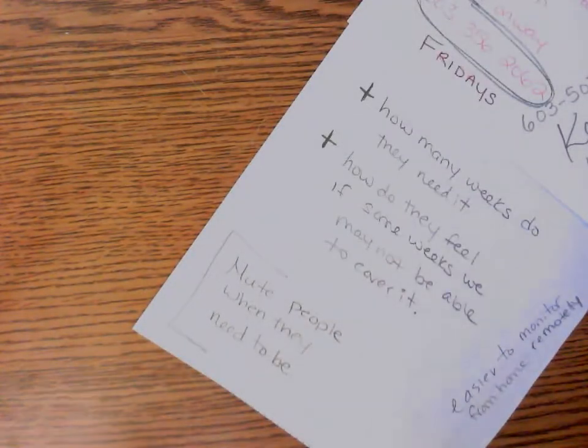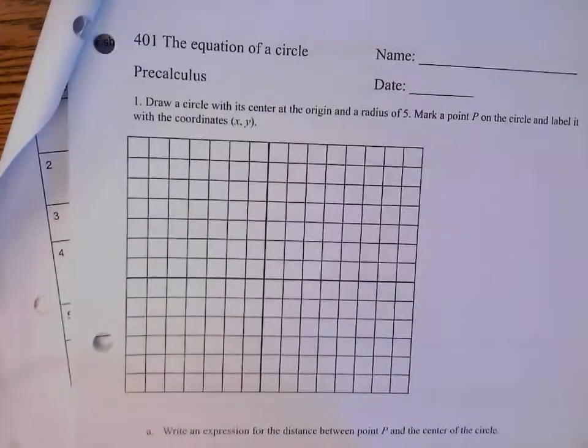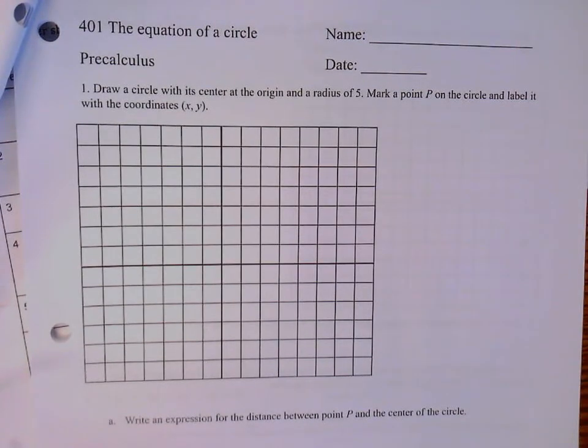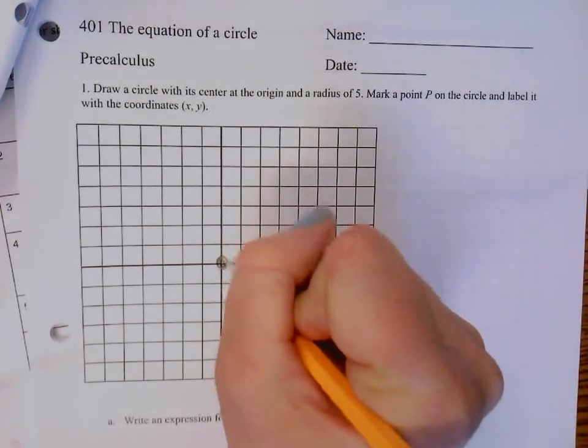So I just wanted to take a few minutes and introduce the circle to you, and then we'll practice with the circle next time because we won't have a lot of time today. But if we were going to draw a circle that has a center at the origin and a radius of 5, here's our center. I'm just going to go 5 units out.